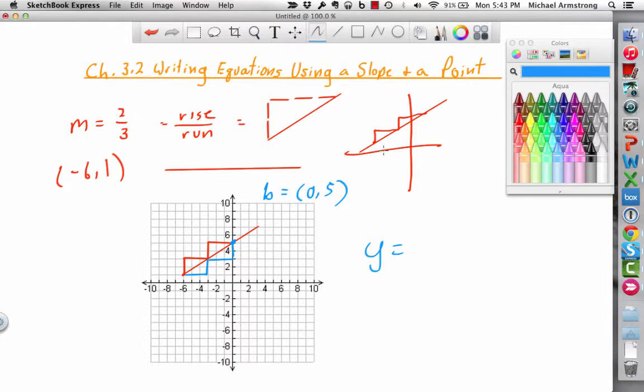Now we know our rise, so our equation is y equals, we know our y-intercept, we have our slope. Okay, I'm not sure I was speaking English there. Hopefully you can forgive me. Y is equal to 2/3 x plus 5. And that's our equation.